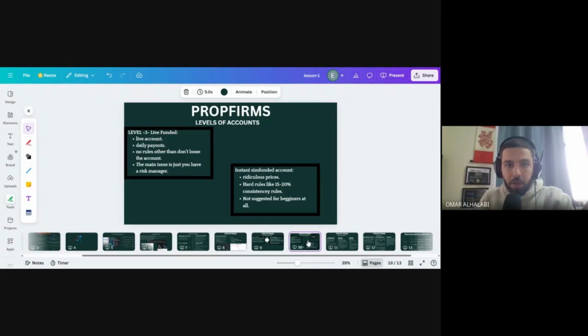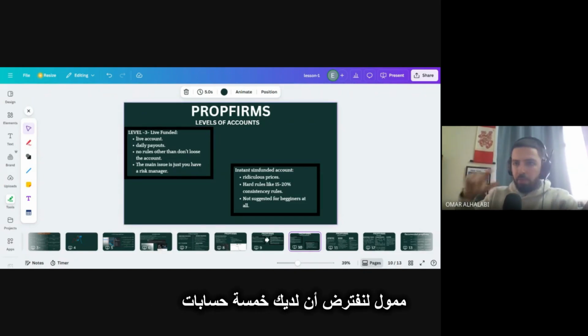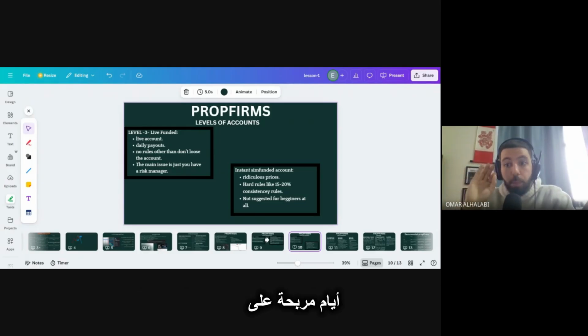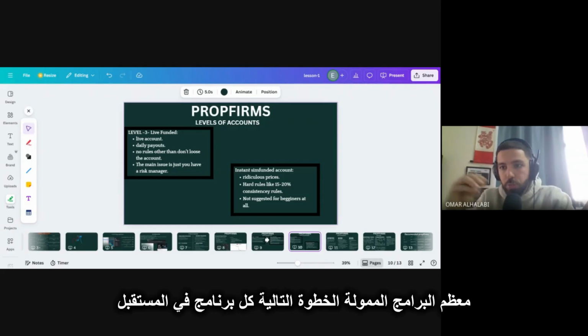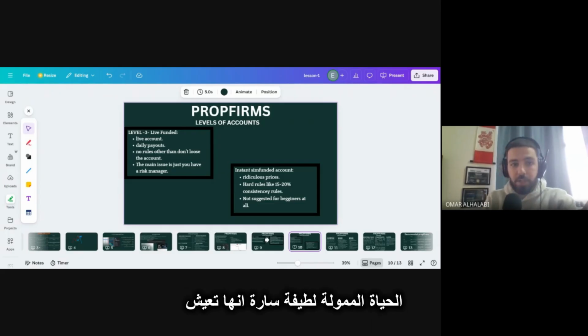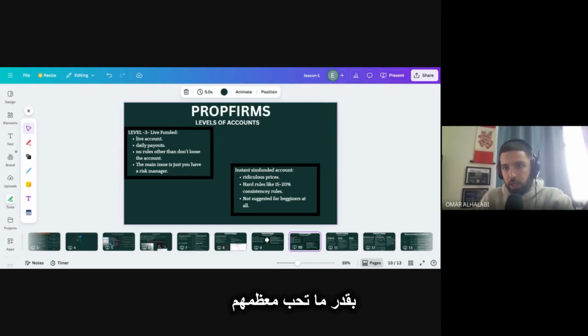Yeah. For prop firms, then after you pass, you get simulated funded. Let's say you have 5 accounts, whatever accounts you have. Once you have 29 to 30 profitable days on most prop firms, funded next, tops up, all futures prop firm, they're gonna want to transfer you to live funded. Live funded is nice, للصراحة. It's live account, is daily payouts, you can withdraw as much as you like, most of them.